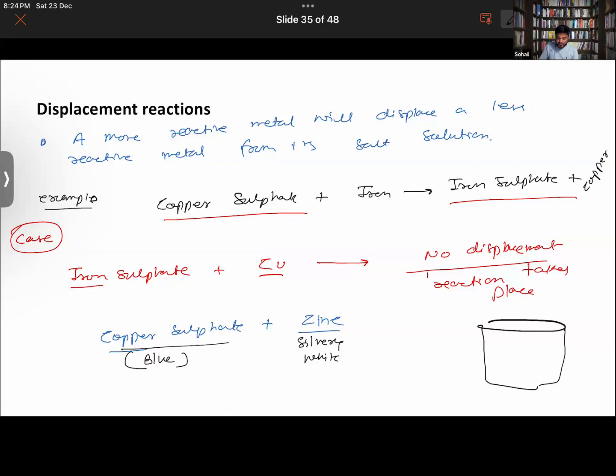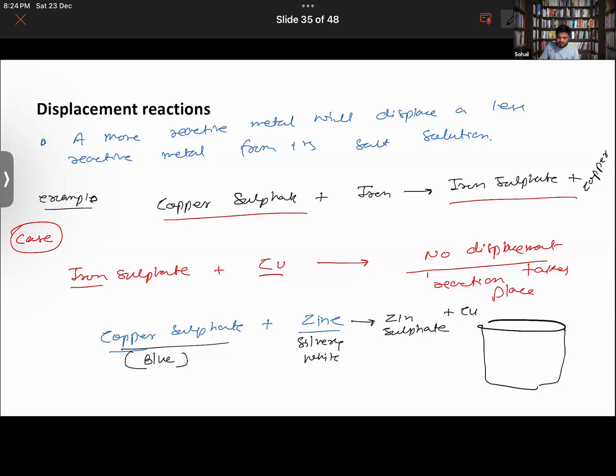Good. So when the reaction takes place, zinc being more reactive than copper will be displacing copper from its solution. Hence, what do I get? I will be getting zinc sulfate, and then I will be getting copper. By the way, all of you know what the color of copper is. Bronze, reddish brown in color. That is the color of copper.